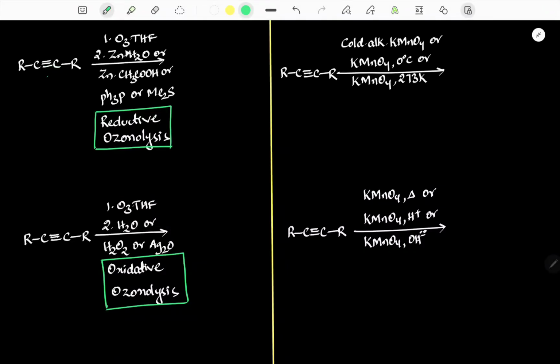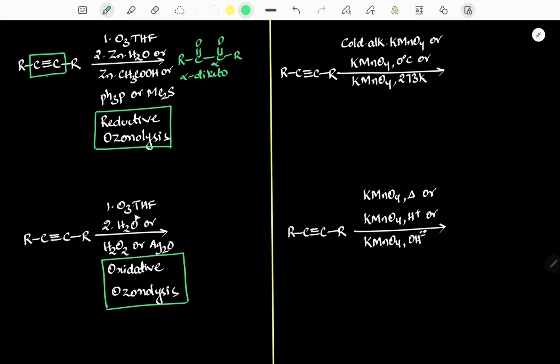When alkyne is treated with ozone followed by zinc and H2O, zinc and acetic acid, triphenylphosphine, or dimethyl sulfide, it is reductive ozonolysis. In reductive ozonolysis, at the triple bond position, we should write the diketo form. It is an alpha diketo: with respect to one C=O, the other carbon is alpha. Alpha diketo molecule.